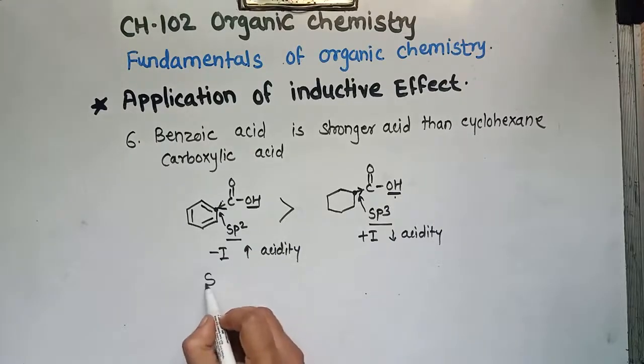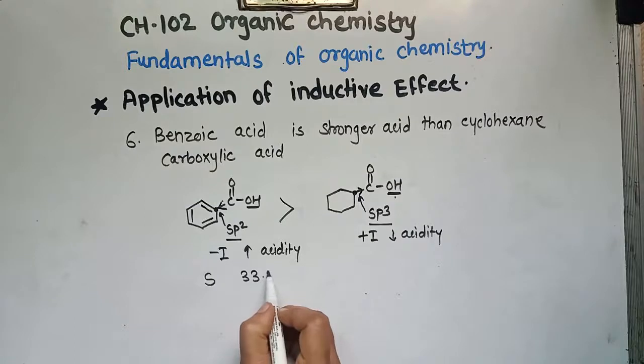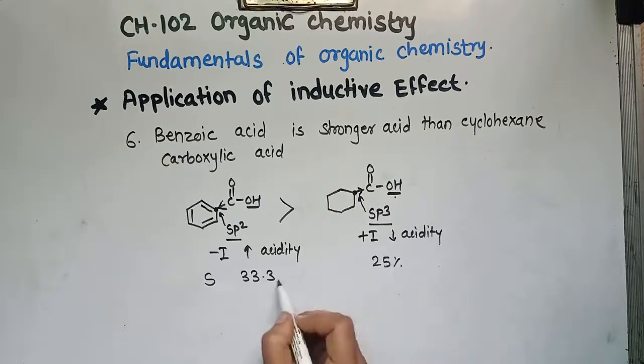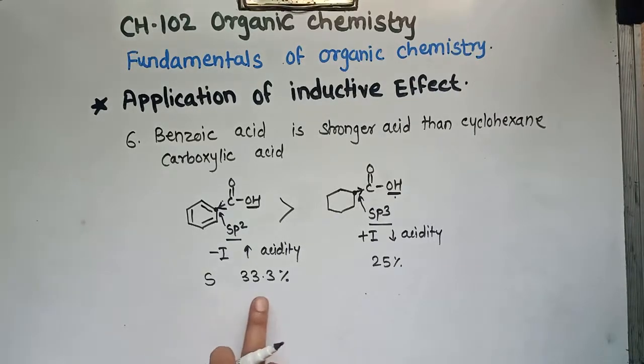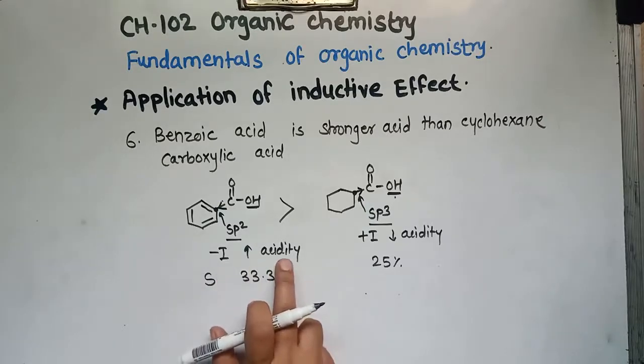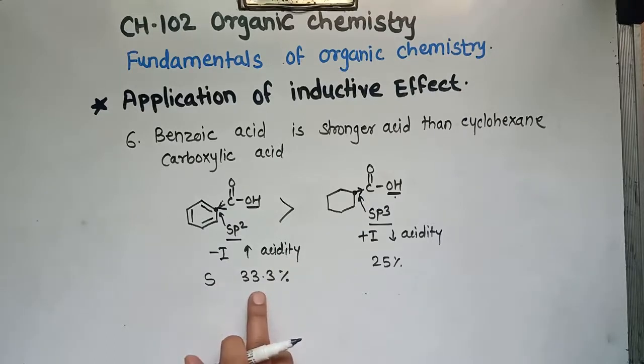One more thing, s character. Here it is 33.3 and here 25% s character is there. You have studied this s character in 11th and 12th standard. So as the s character increases, the minus I effect also increases. As the minus I effect increases, acidity also increases. That's why we say that as the s character increases, acidity also increases. So here it shows 33.3, hence it is a stronger acid than cyclohexane carboxylic acid. Okay, so with this we complete the application of inductive effect according to the acidity.